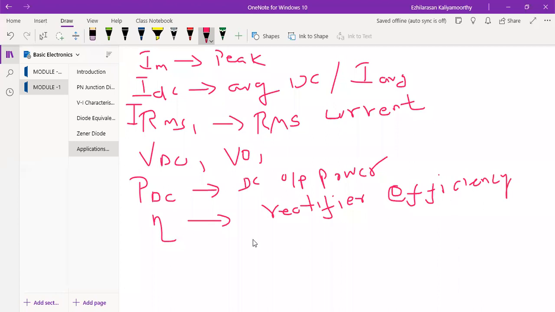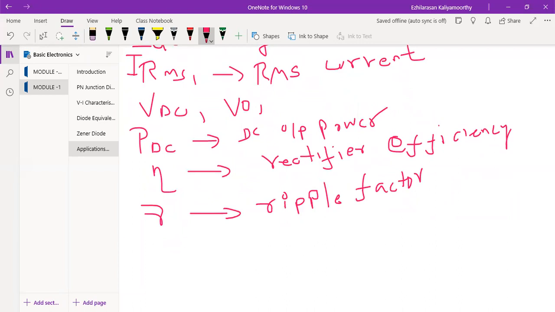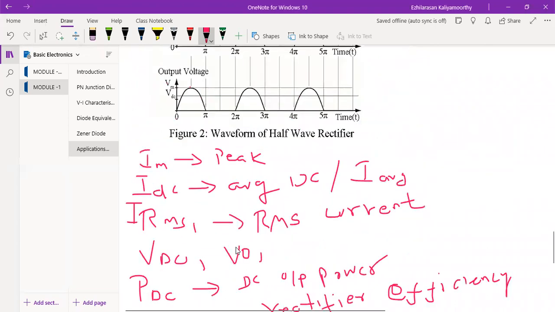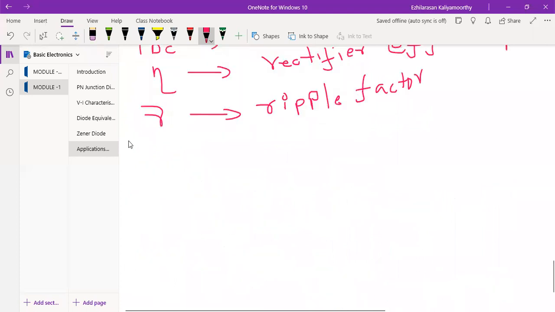Next, one of the important factors is gamma. That is called the ripple factor. Very, very important. So these are all the terms we are going to calculate for every rectifier. If you do it for a half wave rectifier, the similar procedure applies for the full wave rectifier also. Now let us start one by one.